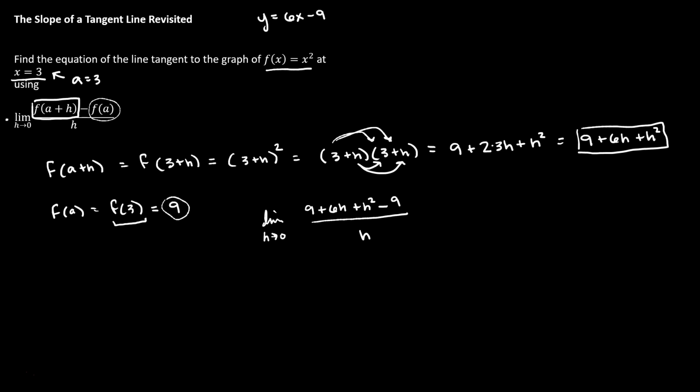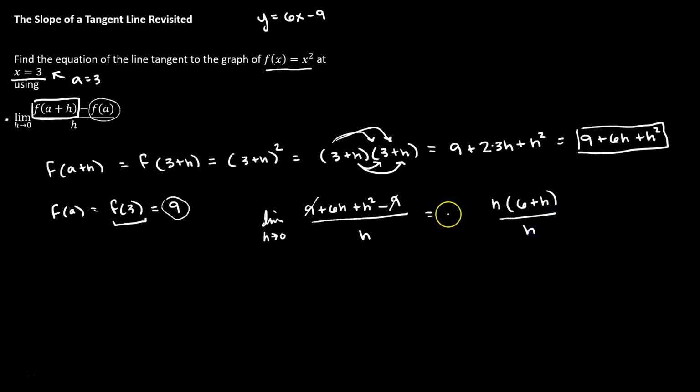Now, when you start to do these often, things will pop out at you, and something that I like to point out as a nice check along the way is that if you did your function evaluation at a plus h correctly, then your numerator, anything that doesn't have an h in it, will go away. Notice that we have a positive 9 and a negative 9. Those two things zero out. So then I'm left with 6h plus h squared in my numerator, which I can write in factored form as h times 6 plus h.